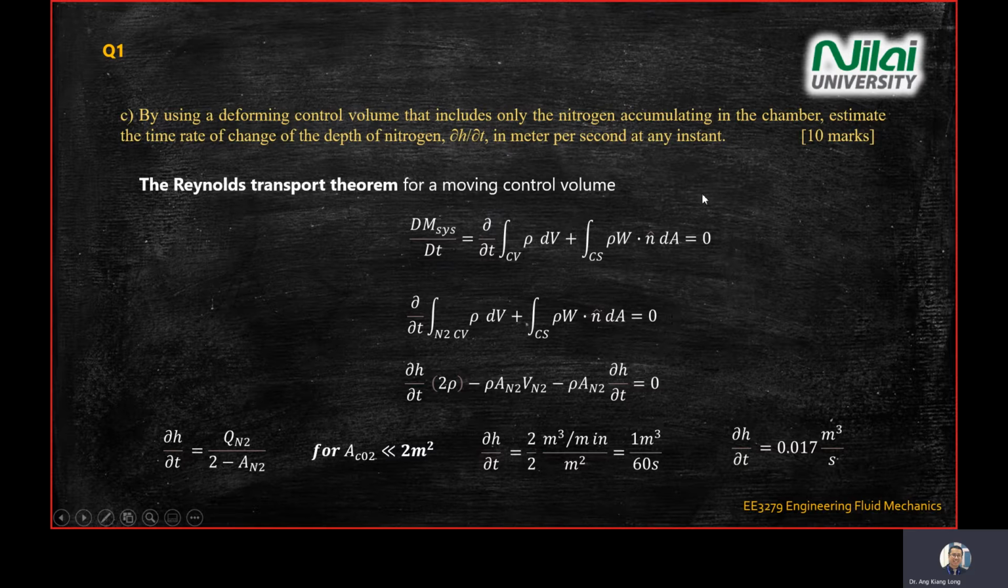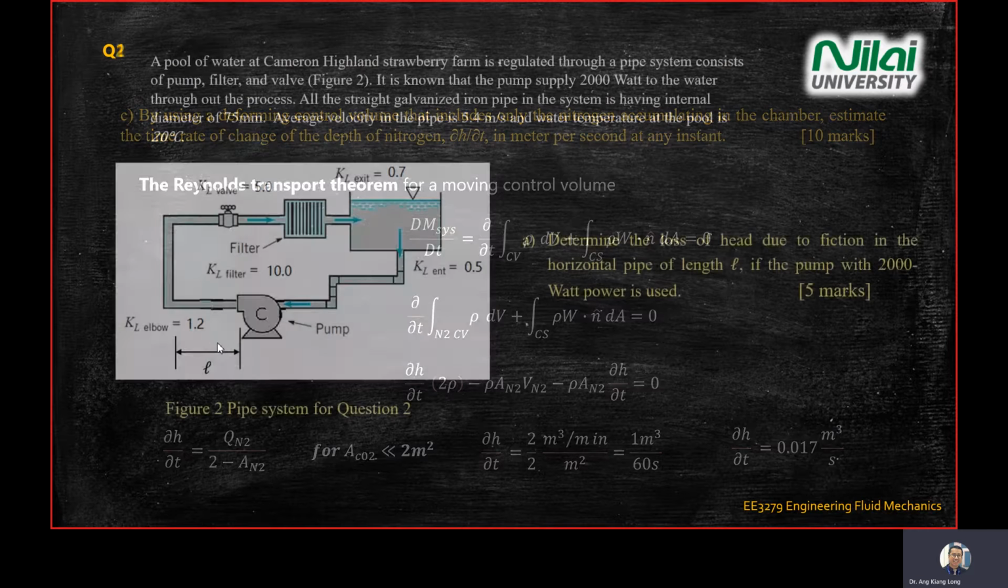So for section C, what we need to see is, do you understand what equation you need to use for a moving control volume with this equation? Yeah. So section C is more on the moving control volume. So that's all for question 1.